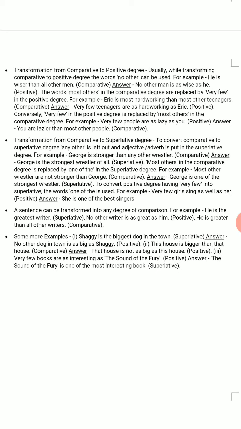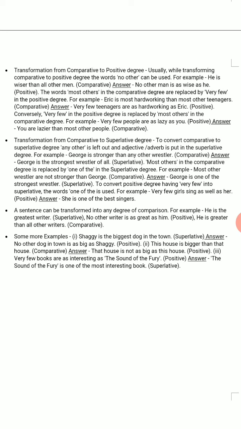Conversely, "very few" in the positive degree is replaced by "most other" in the comparative degree. So suppose you have been asked to convert the positive degree into comparative degree, then you will be converting the "very few" into "most other." For example, very few people are as lazy as you. That is positive degree. Answer: you are lazier than most other people. That is comparative degree.